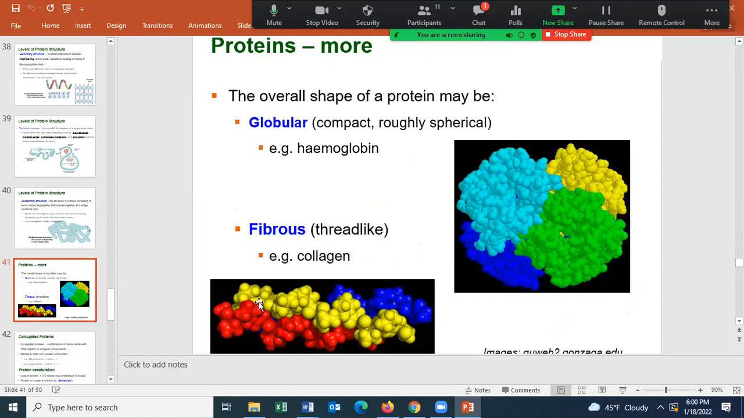Proteins have different shapes. If the shape is generally compact and roughly spherical, we call it a globular protein. Hemoglobin is a globular protein, as are most enzymes. There can also be fibrous proteins, and they are thread-like. Proteins like collagen are fibrous, thread-like.